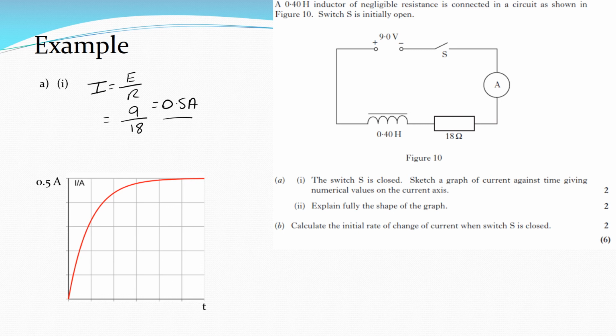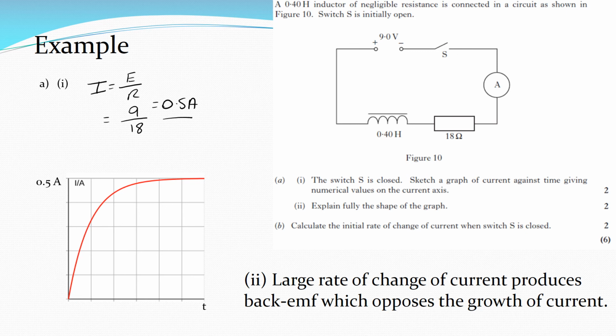We need to explain the shape of the graph. The graph is just showing us that we have a large rate of change of current, which produces the back EMF and opposes the growth of the current further. So it's not enough for you to simply say that the rate of change of the current is decreasing. You need to explain why it's decreasing. And that's because the back EMF opposes the growth of the current.